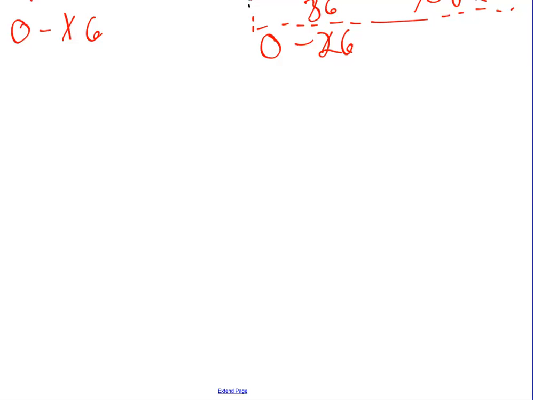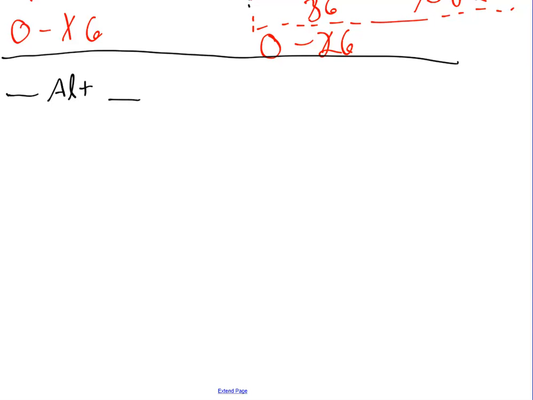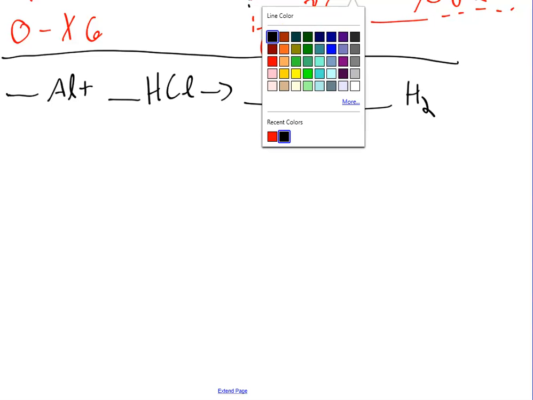We have aluminum plus HCl, hydrochloric acid, will yield AlCl3, aluminum chloride, and I forgot to put that L in, let's slide that right in there, plus H2. Gonna break it up and balance it.